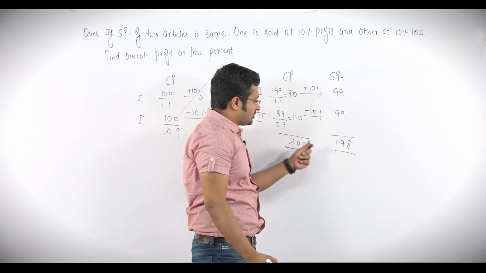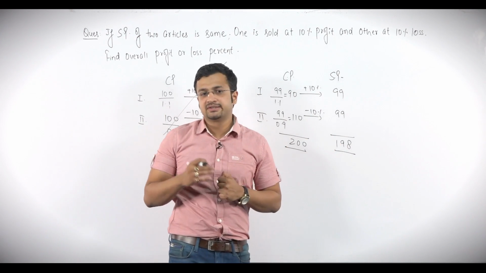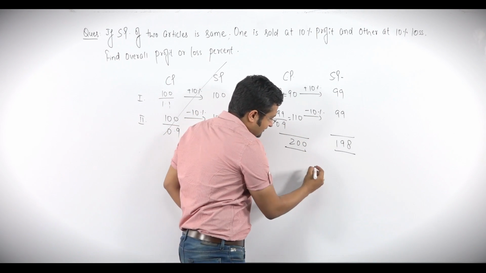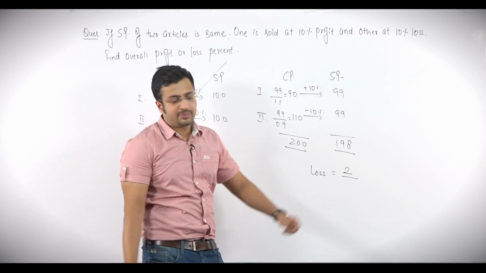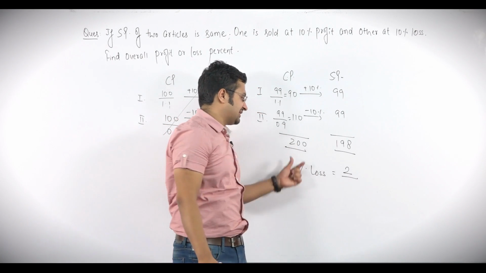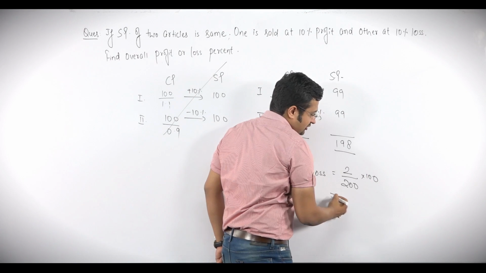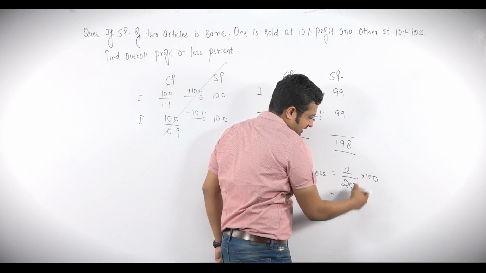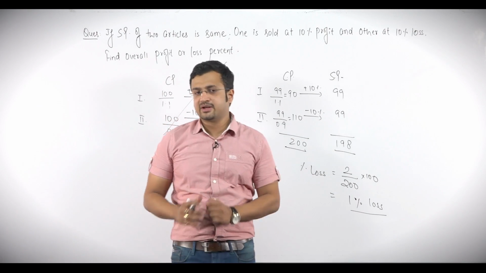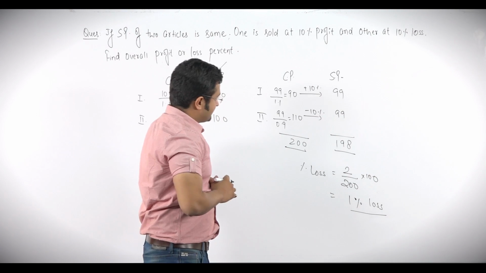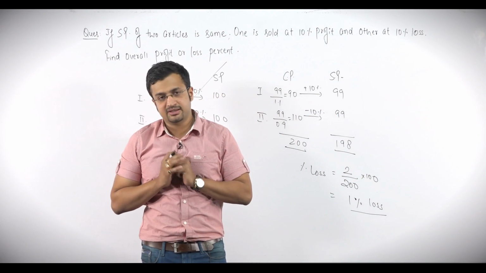What is the profit or loss? Is there profit or loss? Yes, there is a loss because selling price is less than cost price. There is a loss of 2 rupees, and we have to calculate percentage. So percentage loss will always be calculated on cost price. 2 rupees over 200 rupees. Now 2 is what percent of 200? Simply cancel 2 zeros. 200 upon 200, that means 1% loss. So your answer is 1% loss. So if you assume some convenient values, your calculation can be reduced.